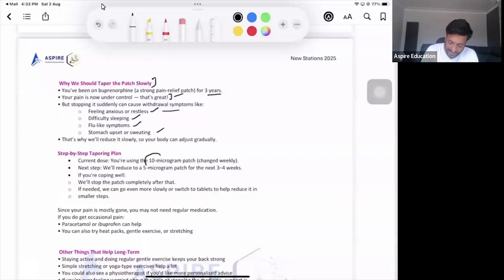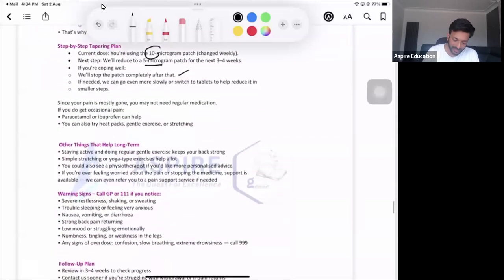So your current dose is 10, as you said. What we'll do is reduce it to 5 and keep it at 5 for, say, 3 to 4 weeks. And let's see. After that, if you are coping well, we might stop it completely. And if not completely, then we might give you some tablets as well, some paracetamol or ibuprofen, or we can come down the ladder. So that is something that we can do. That's how we should be going about it.